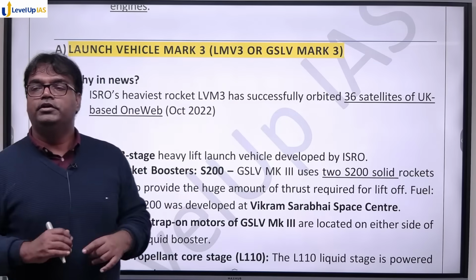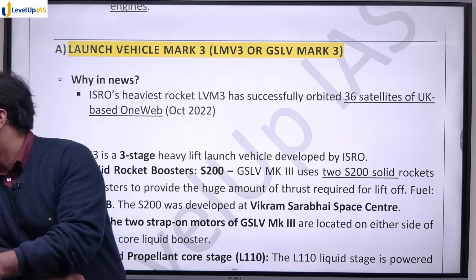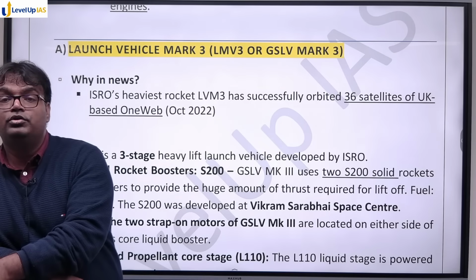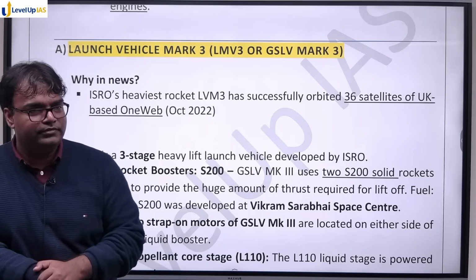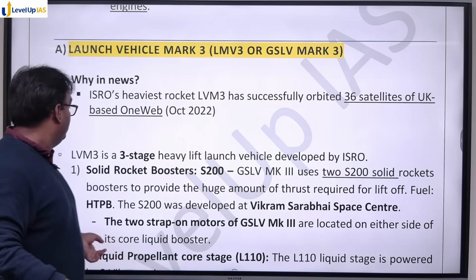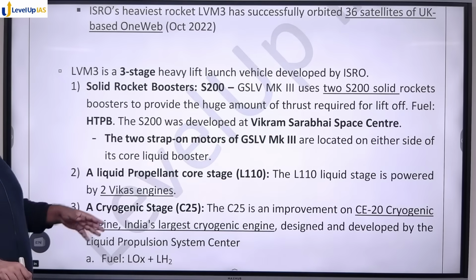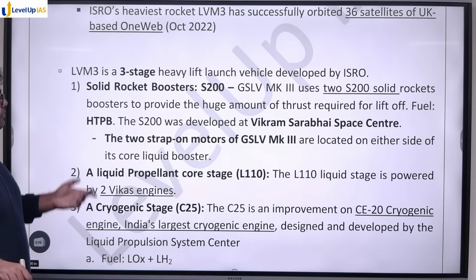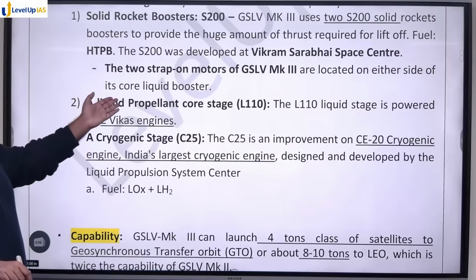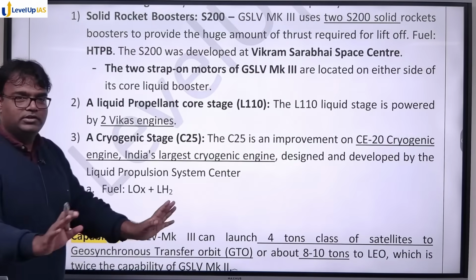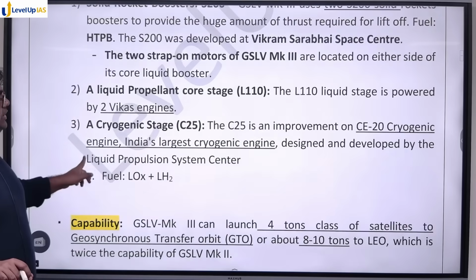Now note one more thing. GSLV Mark 3 or LVM 3 is capable of carrying 4000 kg to GTO. But to low Earth orbit, what is the weight that it can carry? 8000 to 10,000 kg? Note it carefully. Now, the first stage is a solid rocket booster, with 2 solid rockets, HTPB fuel, it also has strap-on motors. The strap-on motors are liquid engines here. Then a liquid second stage, a liquid propellant stage. The third stage is the cryogenic engine.